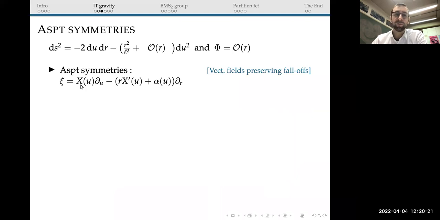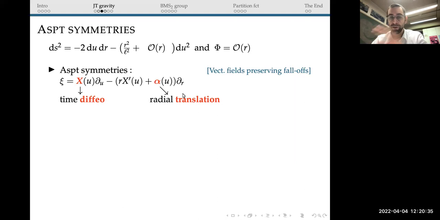So the vector field that you find contains first this arbitrary function of time that generates a time diffeomorphism. That's sort of the Diff S1 term that I mentioned earlier. And then there's another term here, which is just a function alpha, which is this radial translation that I mentioned. So this is the structure between Diff S1 and translations that I mentioned in the introduction.